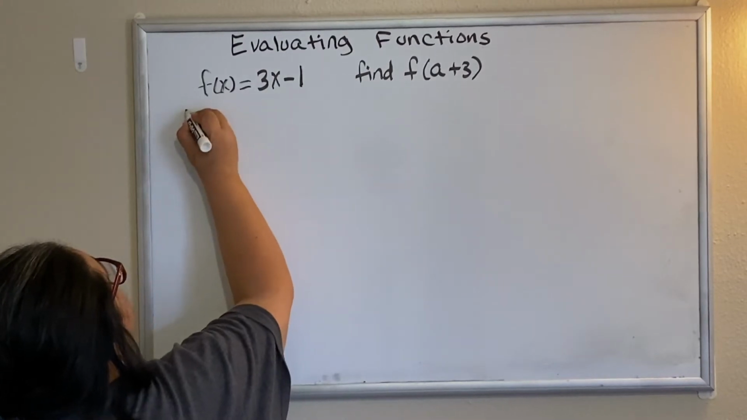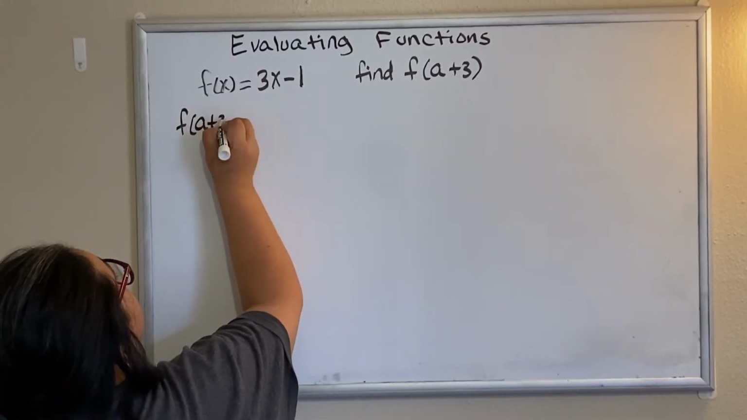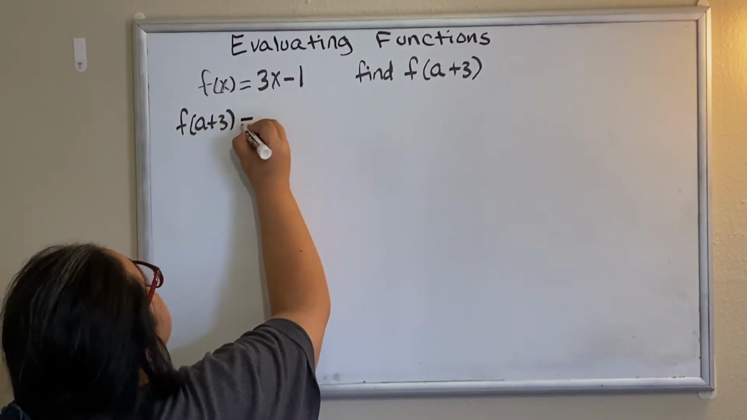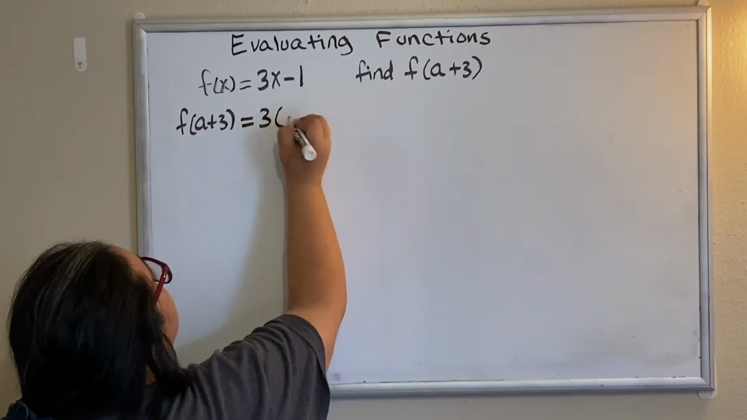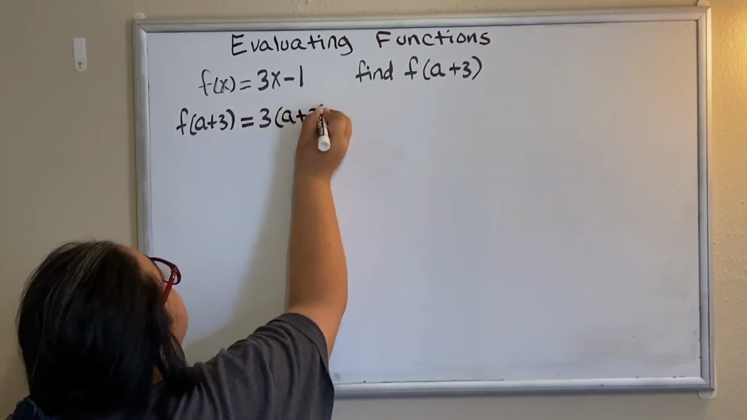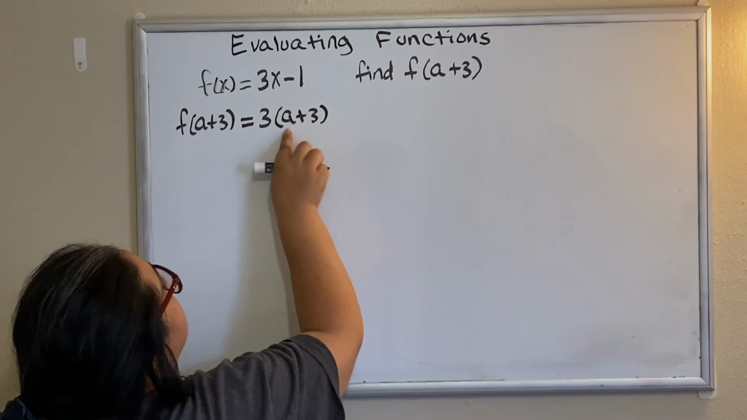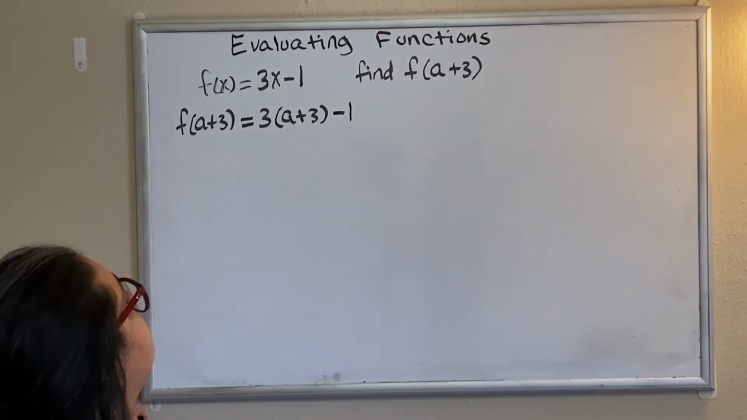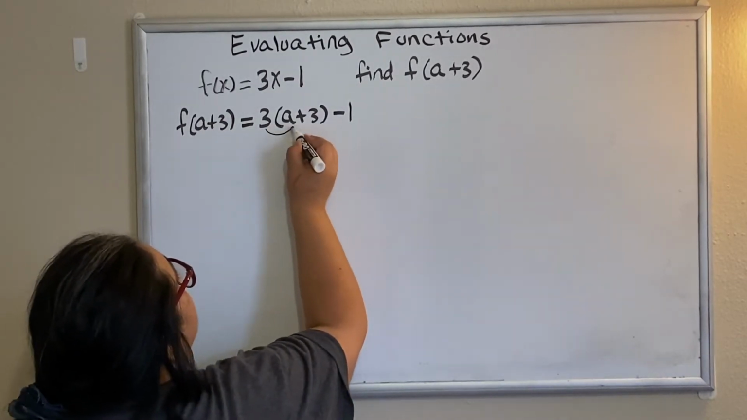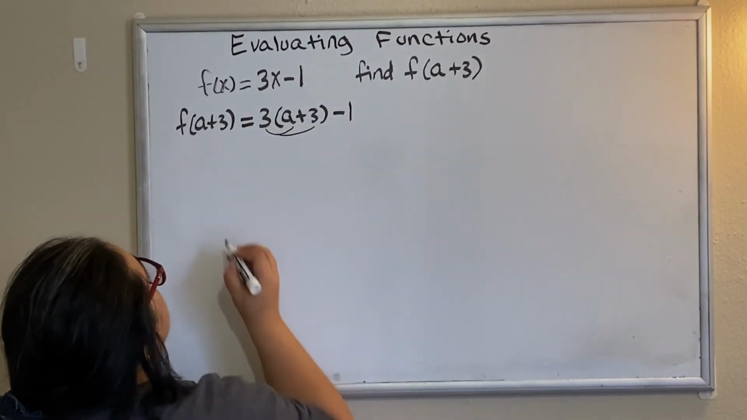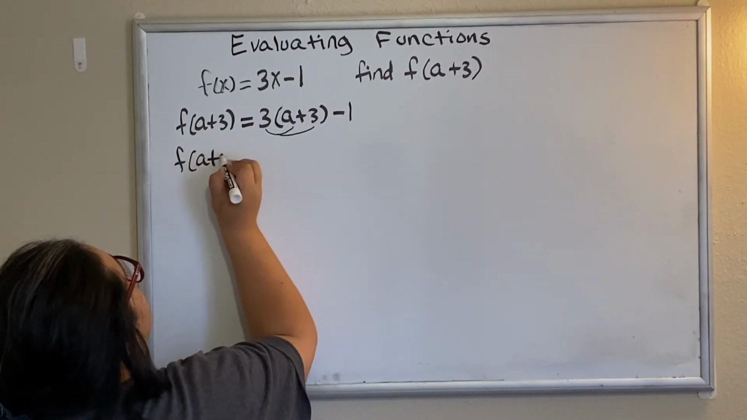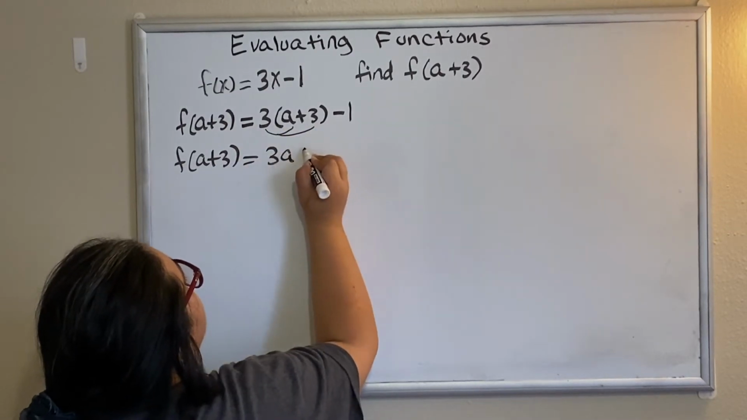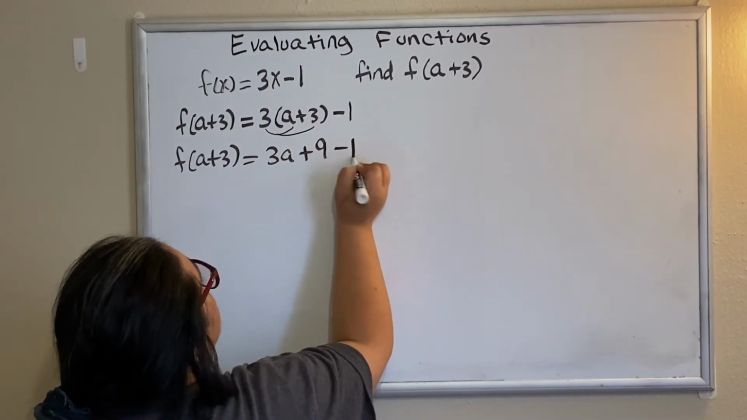So I'm going to have f of a plus 3, and everywhere there's an x, I'm going to put a plus 3 in parentheses. So this is going to equal 3, and then we're going to put parentheses and a plus 3, because here's 3x, so 3 times my x, which is a plus 3, and then we put a minus 1. So now to simplify, we need to distribute the 3 to the a and to the other 3. So we get f of a plus 3 equals 3 times a is 3a, and 3 times 3 is 9, so we're going to add 9 and bring down the minus 1.